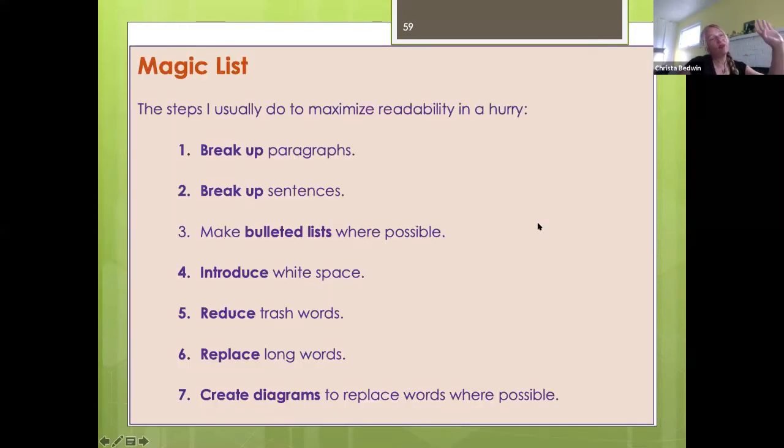And then this is kind of my magic little summary list of things that I do quickly. I break up the paragraphs, I break up the sentences, make some bulleted lists, introduce white space, even if that's just adding paragraph returns, reduce the trash words, replace the long words. If you go to my blogs, I have some lists of those words, or if you get the books that I have, they have longer lists of words. And create diagrams to replace words when you can.